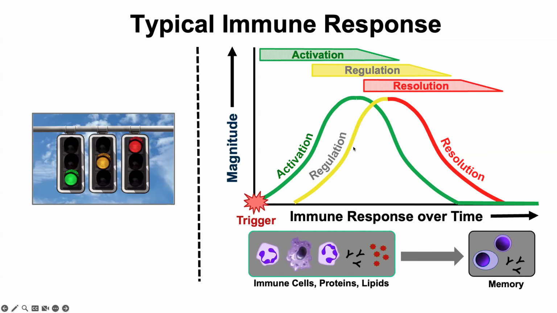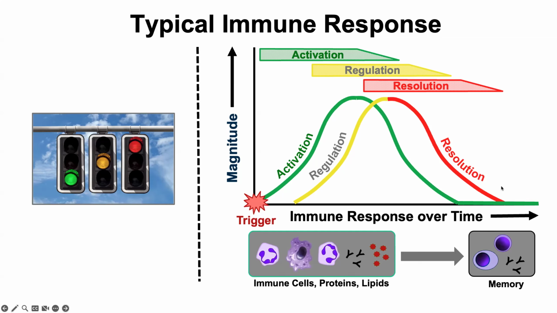You're looking up ahead and you see the next intersection, and you see the caution, the light goes yellow, and you start to slow down. You don't stop yet, but you start to just slow down and temper your speed. And then when the light goes red, you need to stop. So you hit the brakes and you stop. So in the immune system, you stop the response.